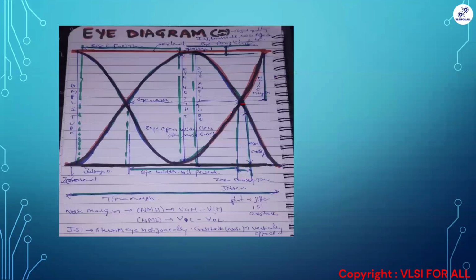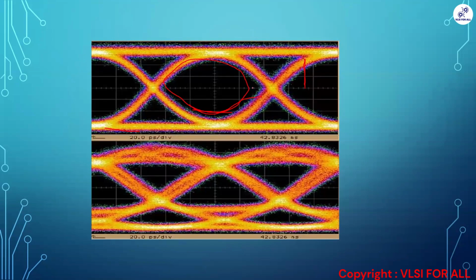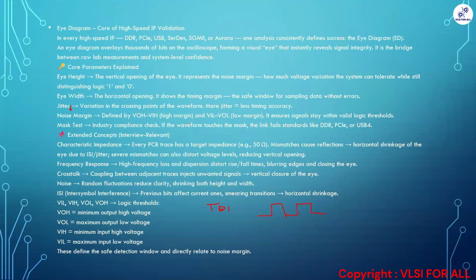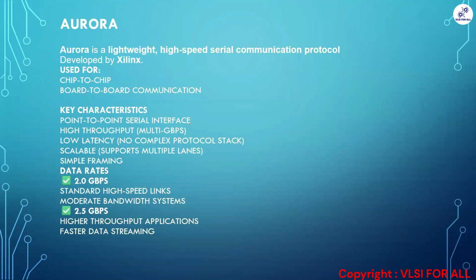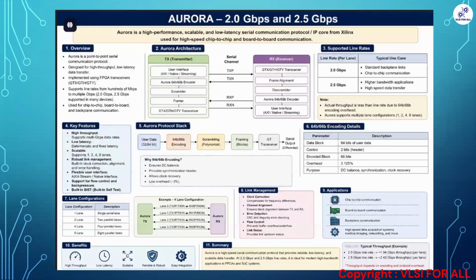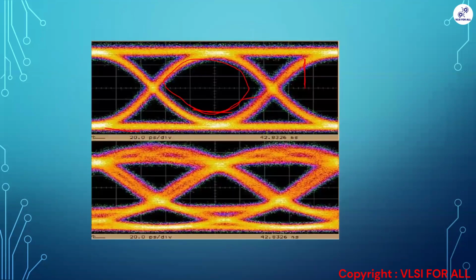This all can be seen from the oscilloscope. We will run the CMM script of high speed IPs, right? At that time we will see the corresponding eye diagram for high speed IPs. Anybody have any questions?